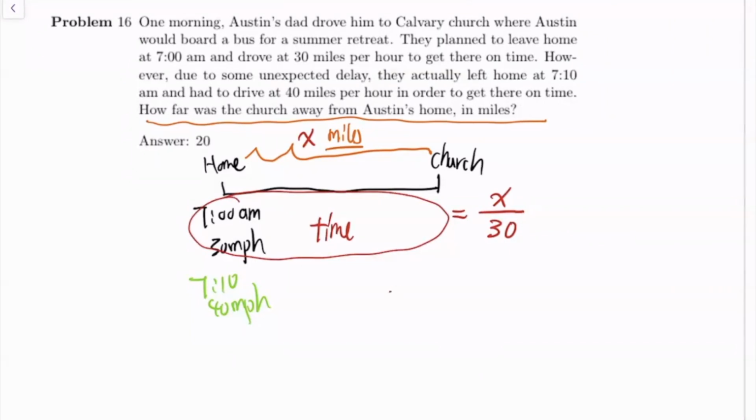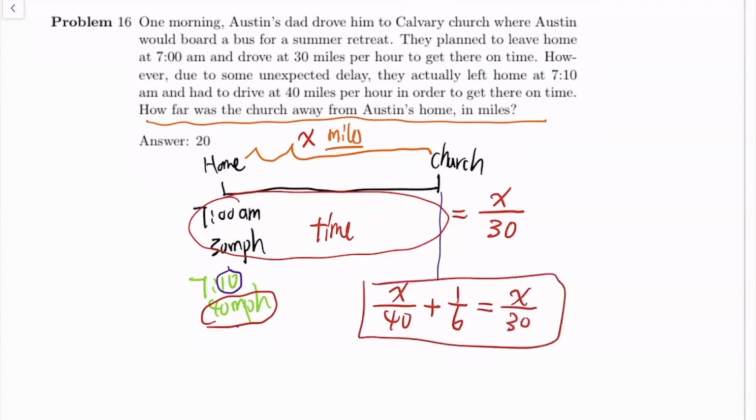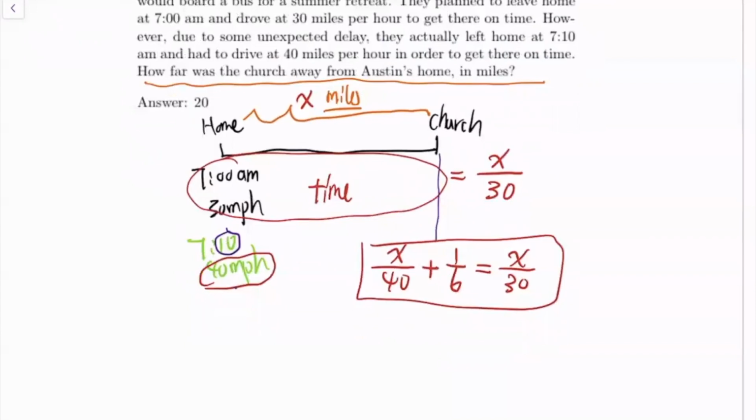But if you go with 40 miles per hour, you can save 10 minutes, because it left 10 minutes later, and with this speed it arrives at the same time. So that means it saves 10 minutes. The equation we get is this one plus 10 minutes. Convert this to hours, so it's 1 over 6 hours equals x over 30. So this is the equation we have, and then you can solve this.